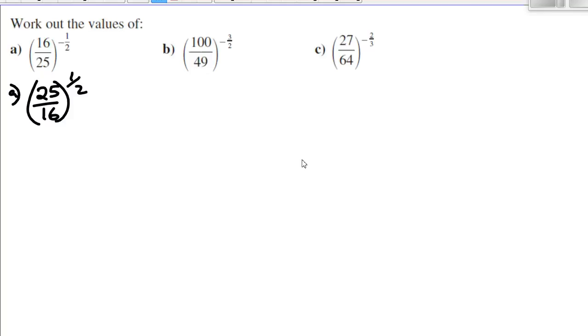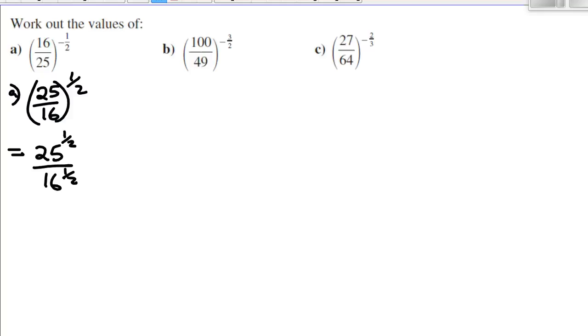Remember, we learned that in negative indices. Now this is the same as, now what we have here is everything to the power of a half. So that means 25 to the power of a half and 16 to the power of a half. Everything in the bracket to the power of a half, so the numerator to the power of a half, the denominator to the power of a half.